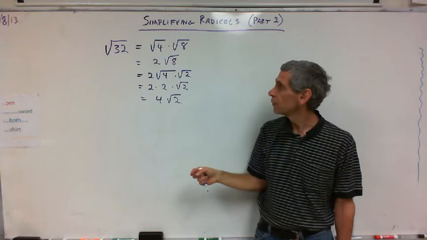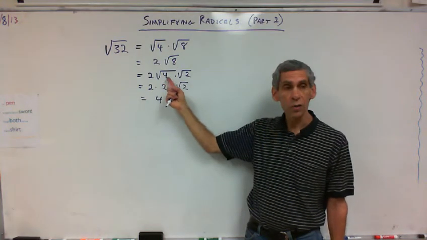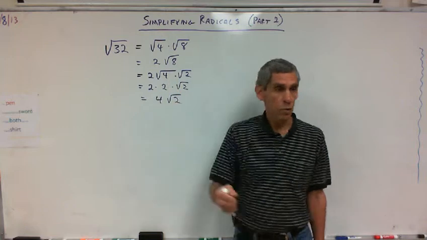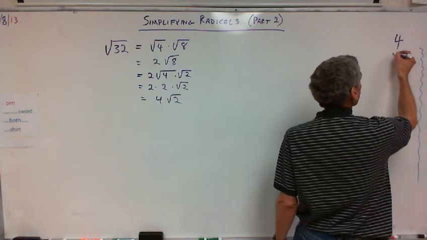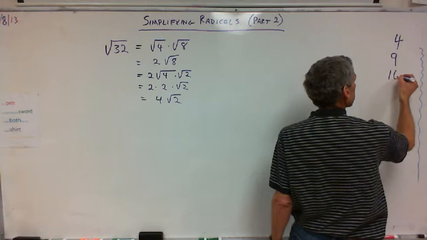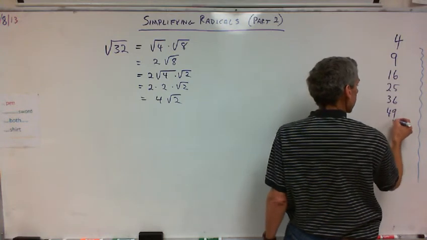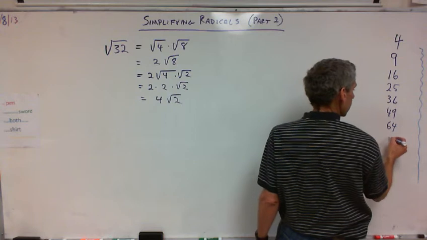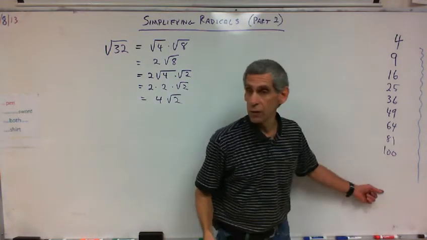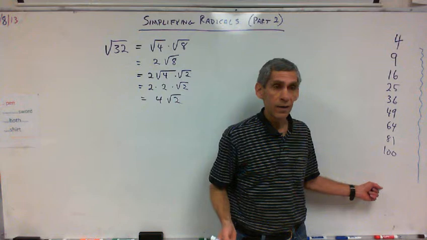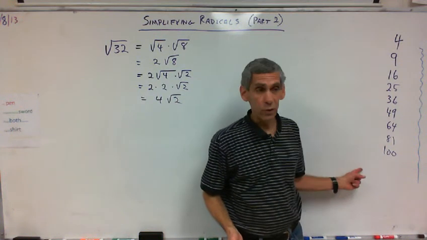But 8 isn't a perfect square, so how did you... 4 goes into 8. But 4, a perfect square, goes into 8, right? So let's list our perfect squares again. We've got 4, we've got 9, 16, 25, 36, 49, 64, 81, 100, right? And you might have to go further every now and then, but pretty much most of them you can use. These are what you need.